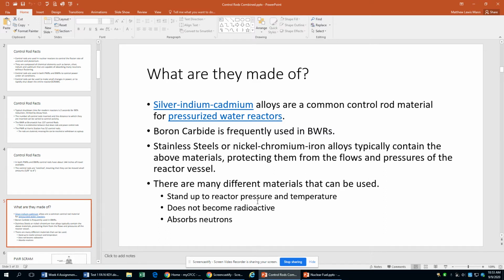We don't want something that becomes radioactive. So the last thing we want is our control rods to become activated, is what it's called. So when it is in there, it's getting hit with all those neutrons and everything else. It can itself become radioactive.